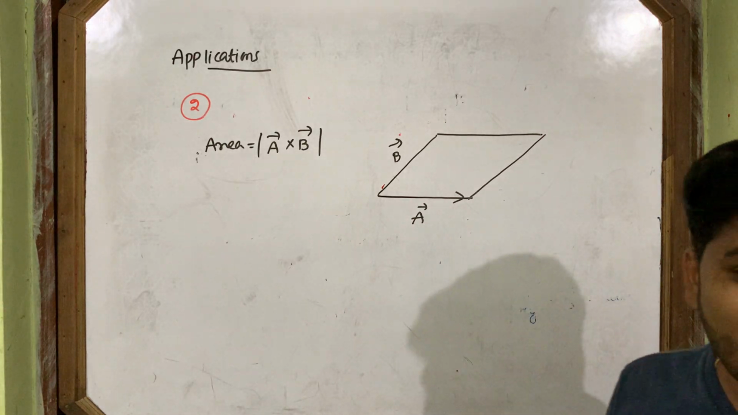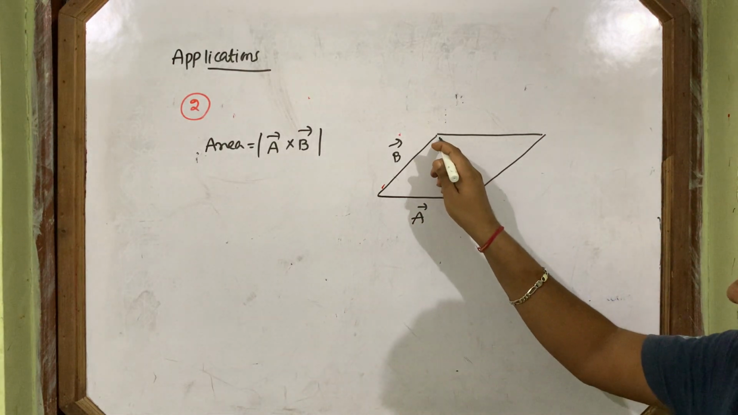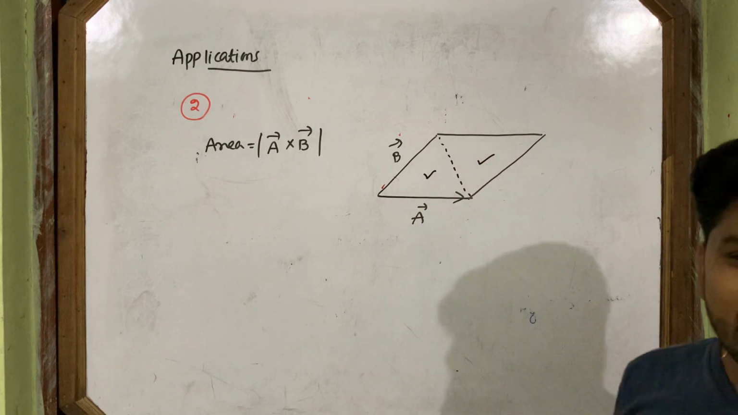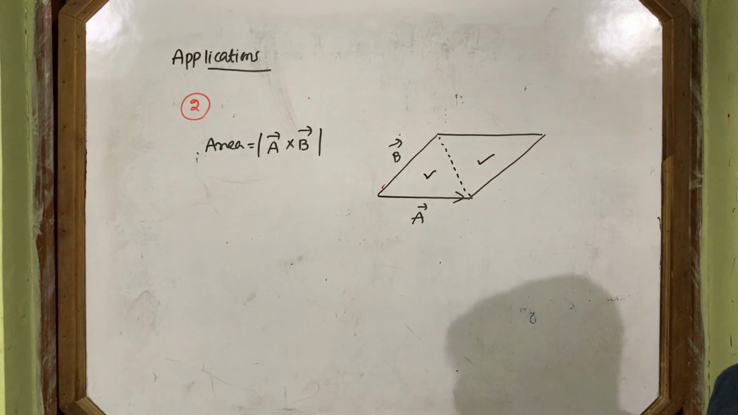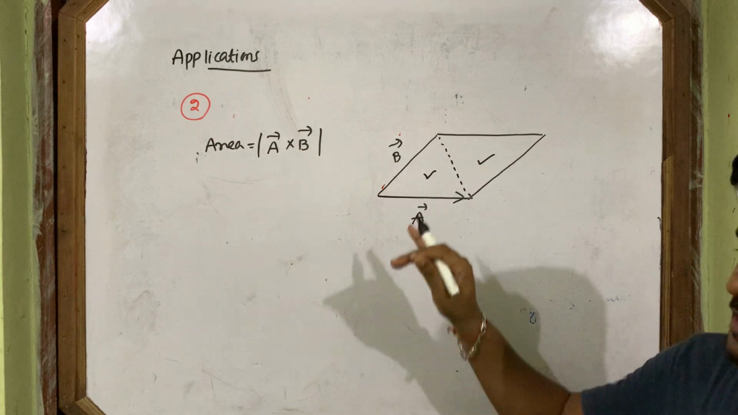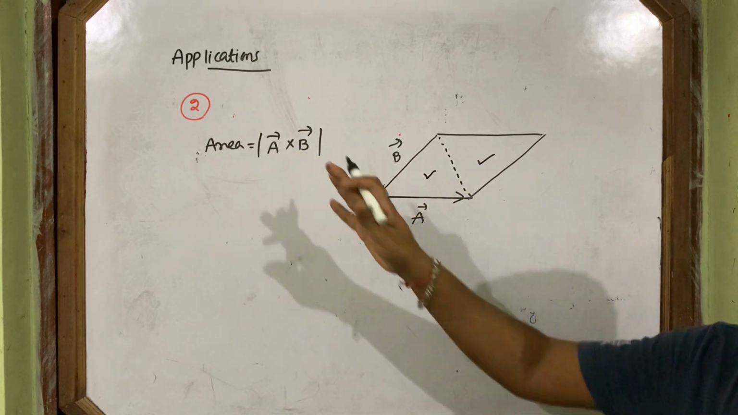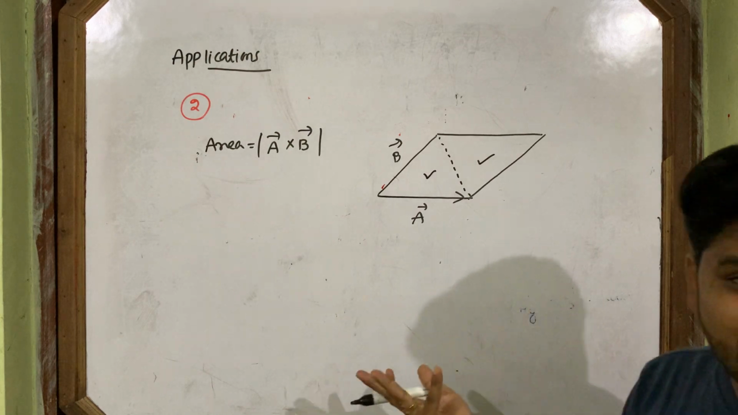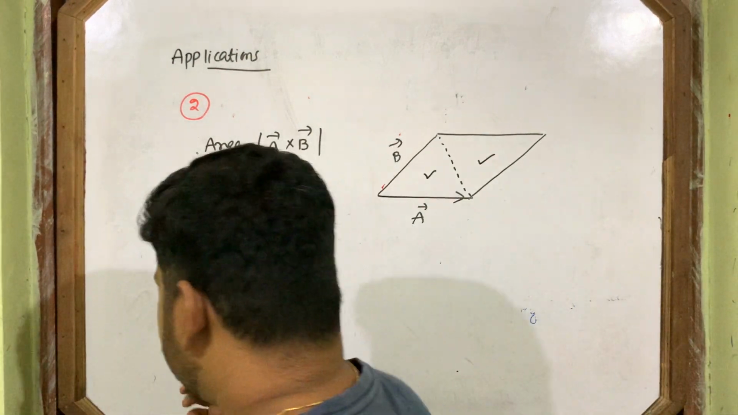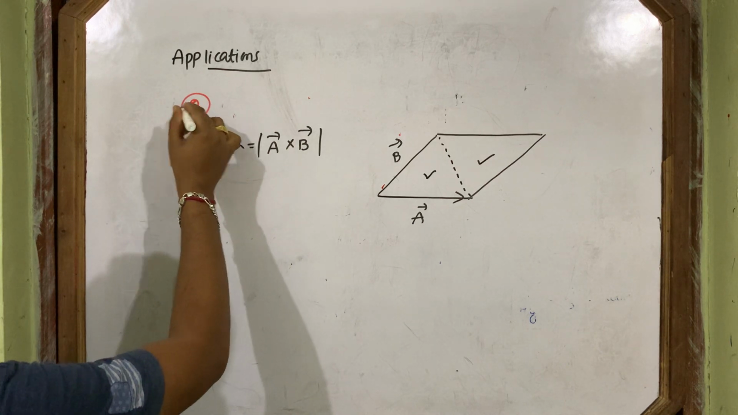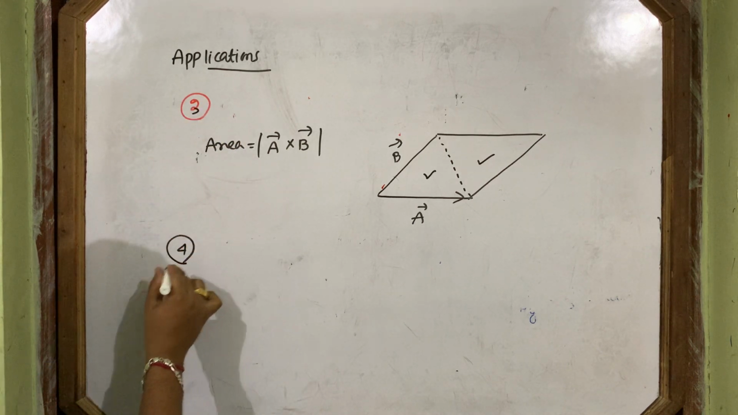It is not required. Why? Because this parallelogram consists of two triangles. For one triangle, what is the formula? Half A cross B mod. For two triangles, half and twice cancel, it becomes A cross B mod. So it's proved. We will use this formula to solve numericals. This is application number 3 over, I am coming to application number 4.